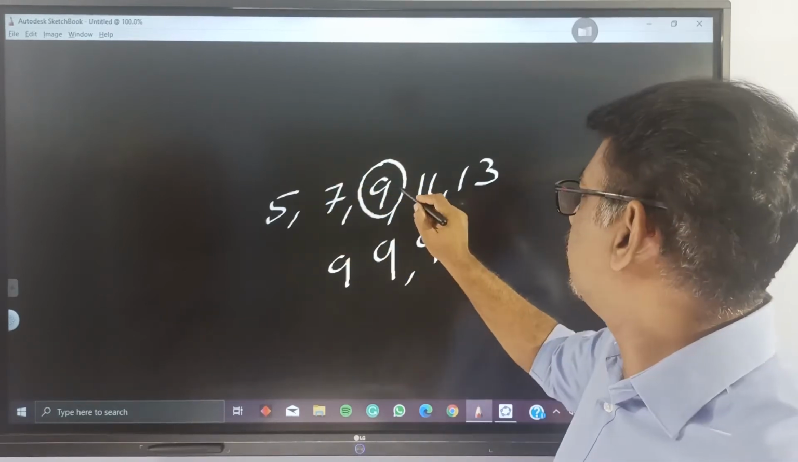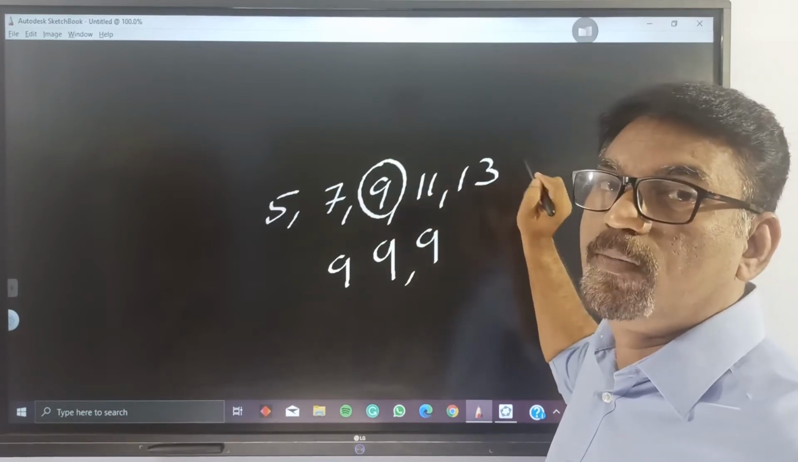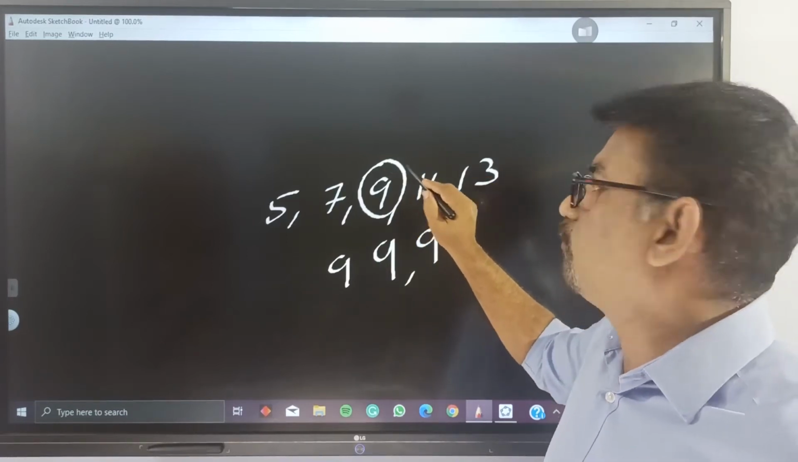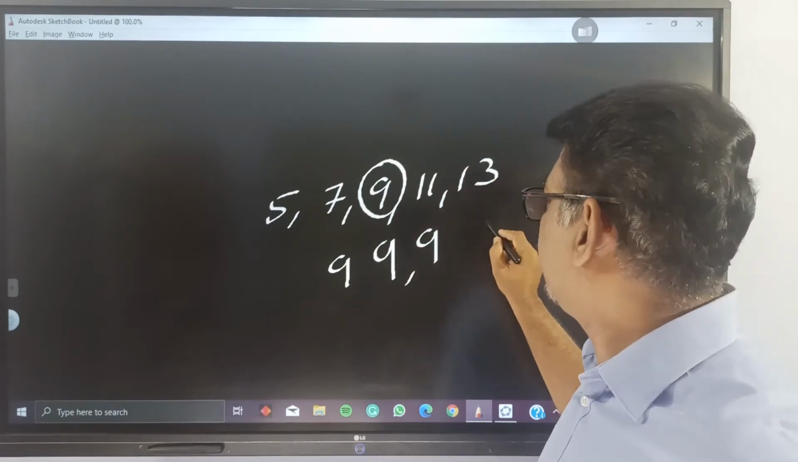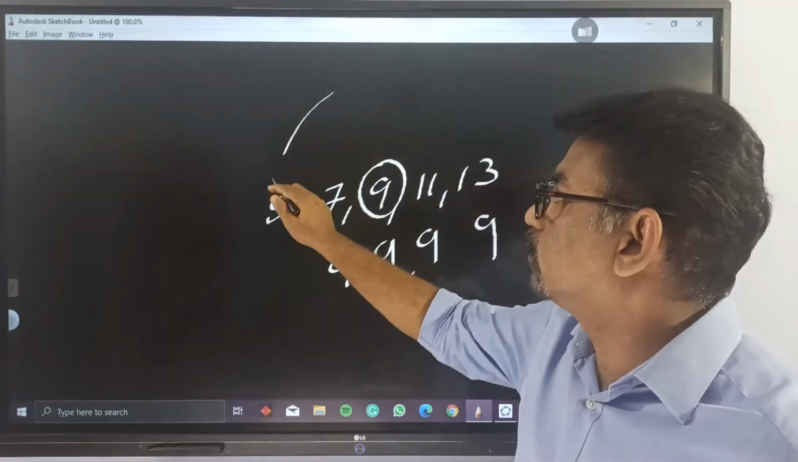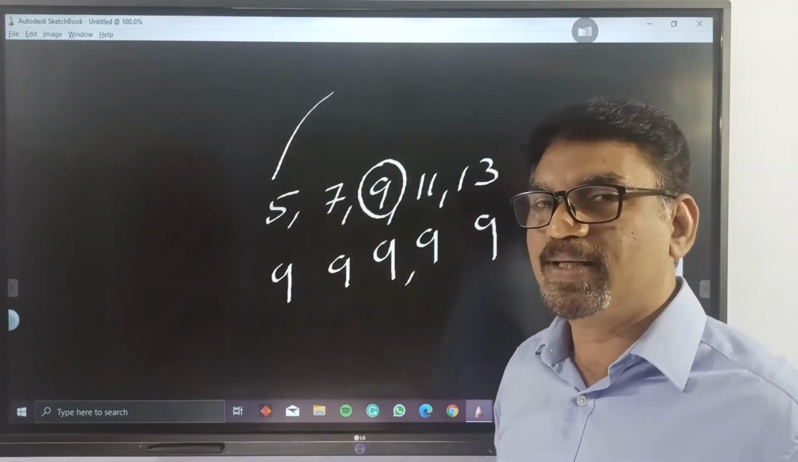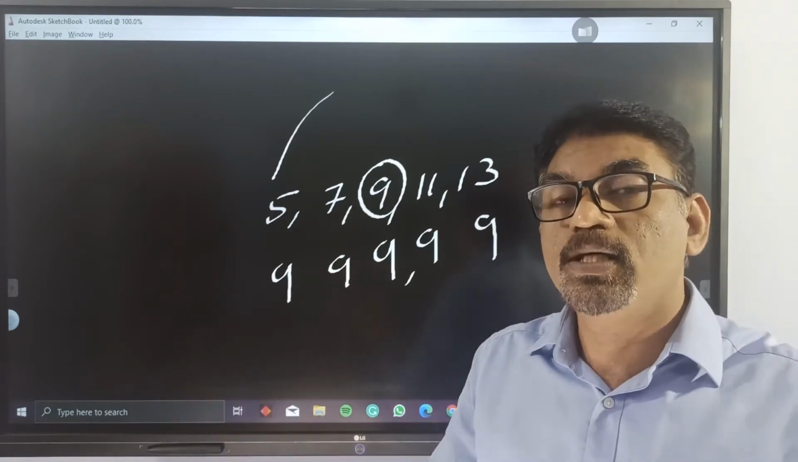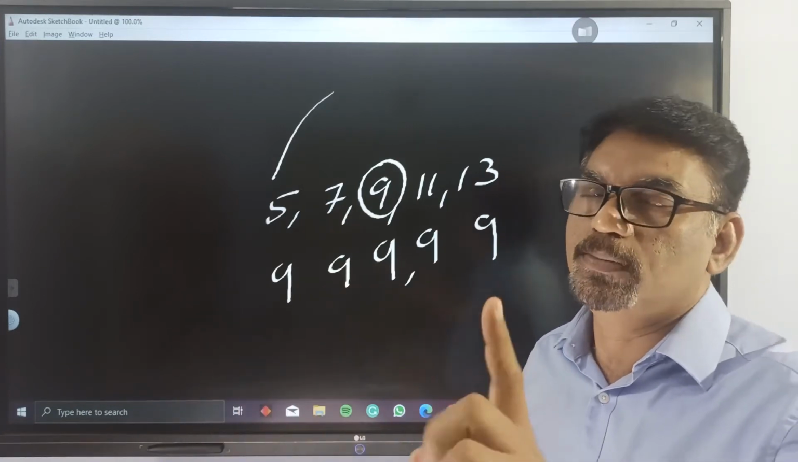In the same way here, this is 9, this is 13, this is 4 more than 9. Therefore, take that 4 from this 13 to make it 9 and give that 4 to this number to make it 9. Therefore, we can convert each and every term of the sequence into the middle term.